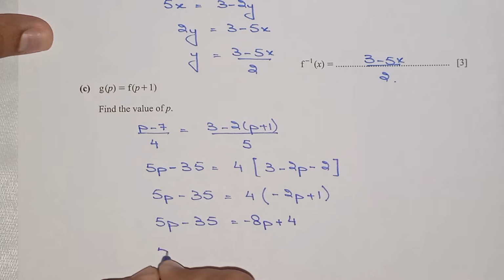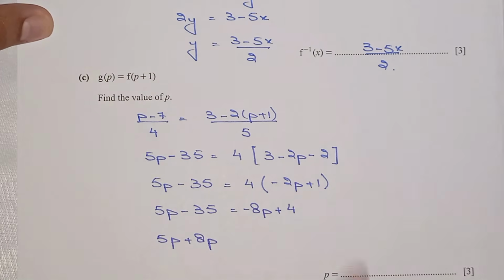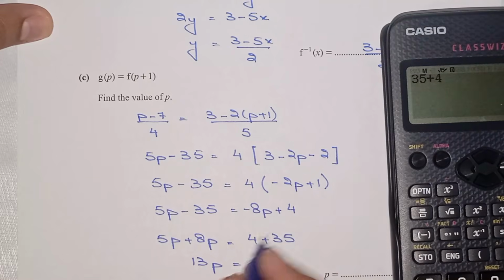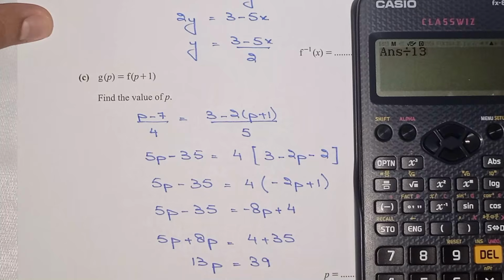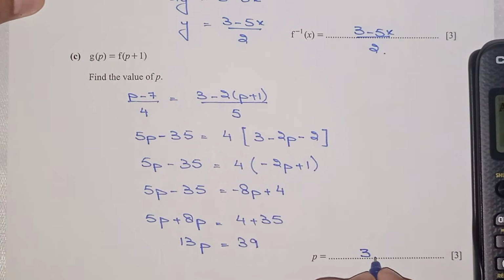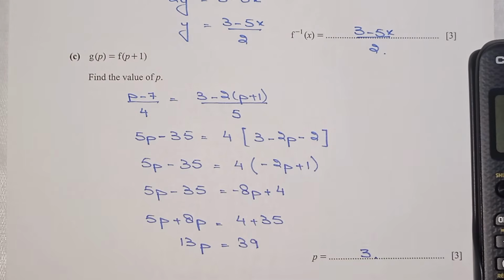So we have 5p plus 8p. This would be equal to 4 plus 35. So we have 8 plus 5 is 13p. Would be equal to 35 plus 4 is 39. And 39 divided by 13 would be equal to 3. So the value for p is 3. So this is the last question of our paper.